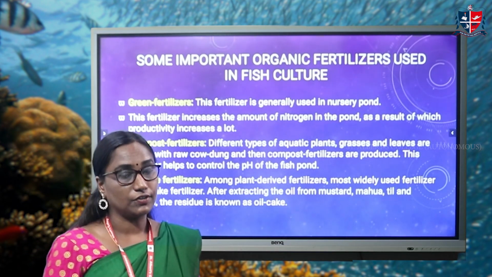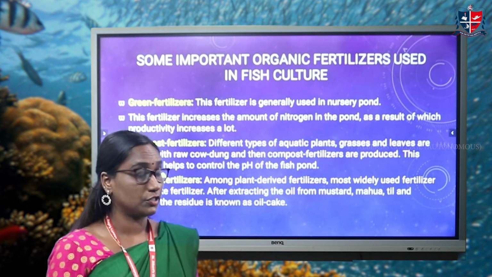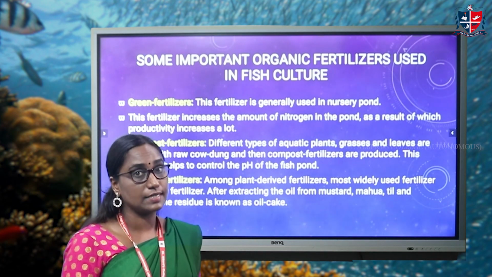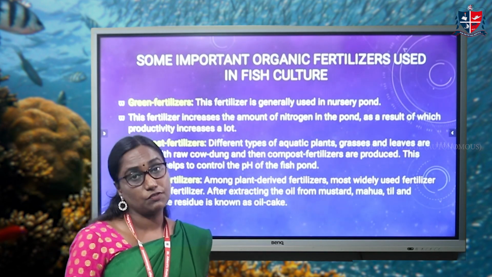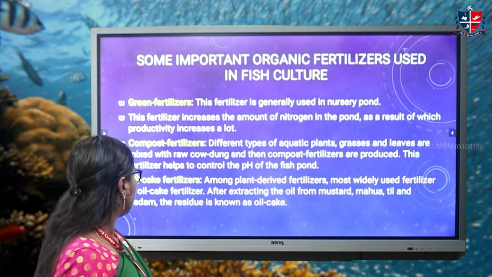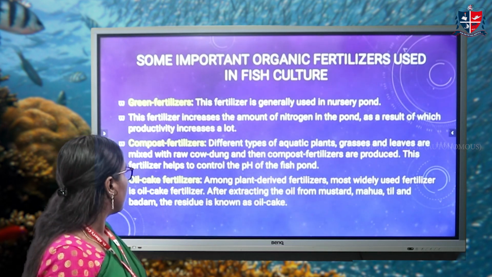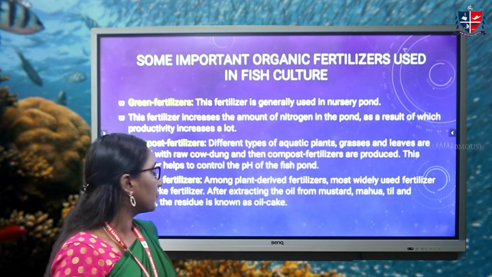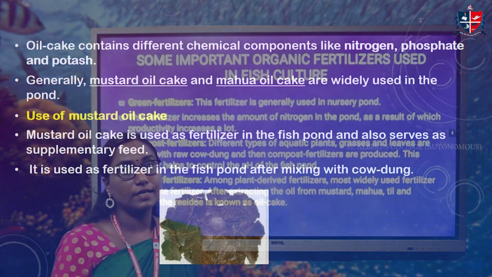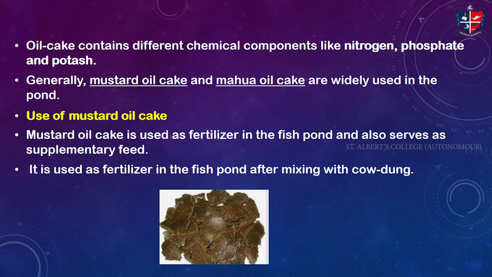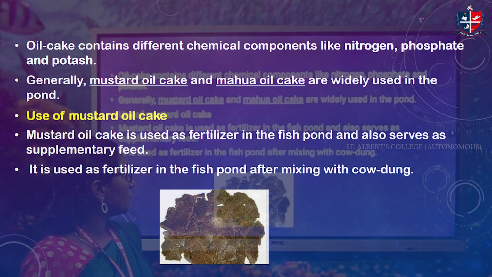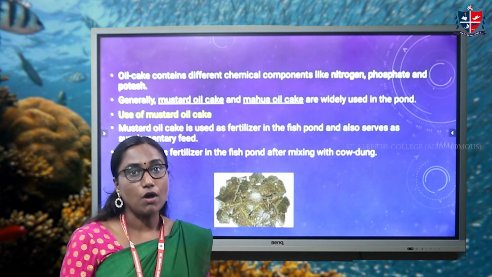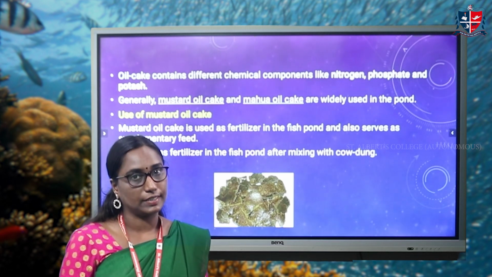Next is the oil cake fertilizer. It is an important fertilizer used in the fish pond. Among plant-derived fertilizers, the most widely used are oil cake based fertilizers. This fertilizer is formed after extracting the oil from mustard, mahua, til, and badam, and the residue is known as oil cake. Oil cake contains different components like nitrogen, phosphate, and potash. Generally, mustard oil cake and mahua oil cake are used as oil cake fertilizers.